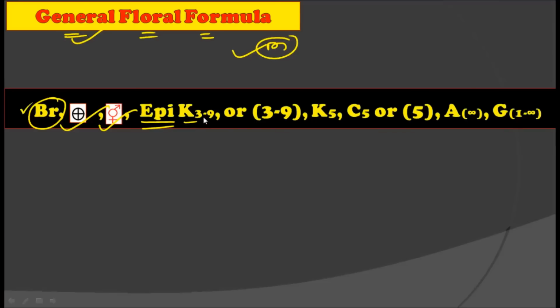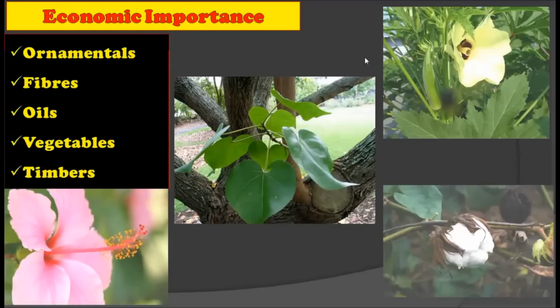Then there is an epicalyx, which is 3 to 9 in number, and they are free from each other, or they may be fused with each other, and that is why the bracket is shown. Then calyx is 5. Corolla, again 5 or in bracket 5, that literally means 5 without the bracket, then they are free from each other. And if they are present in a bracket, that means the corolla are fused with each other. Androecium is infinite, then gynoecium is 1 to infinite. All right. So this is the general floral formula for the Malvaceae family.